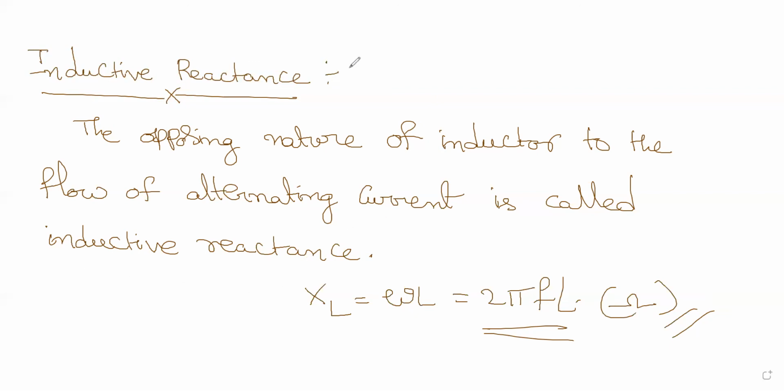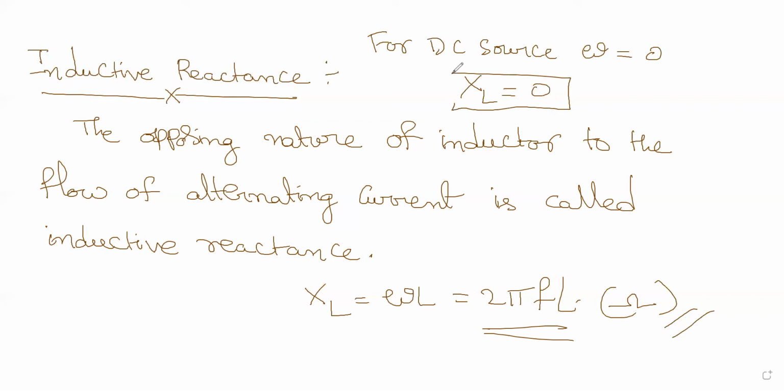So there is one important point for a DC source. For a DC source, omega is 0. So inductive reactance for DC is 0. Very important: for DC, inductive reactance is 0.